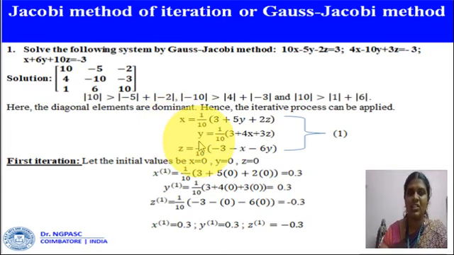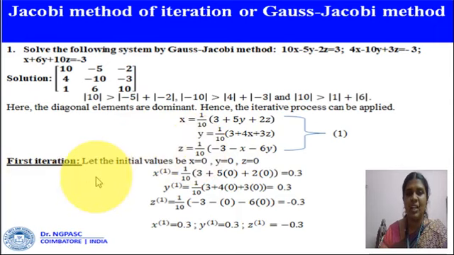and in the second equation keep the y term on the left hand side and take all other terms to the right hand side. So y is equal to 1 by 10 into 3 plus 4x plus 3z. Next, z is equal to 1 by 10 into minus 3 minus 6 minus 6y. So these are your three equations.